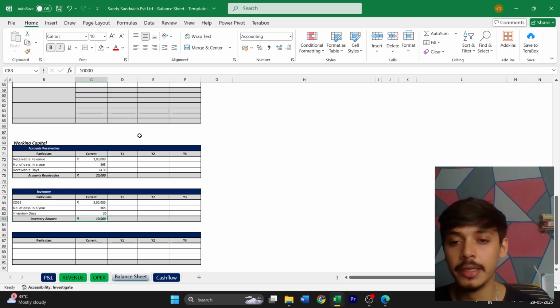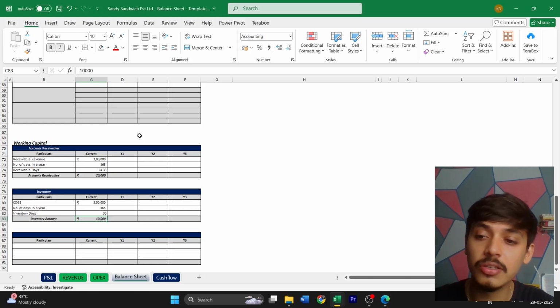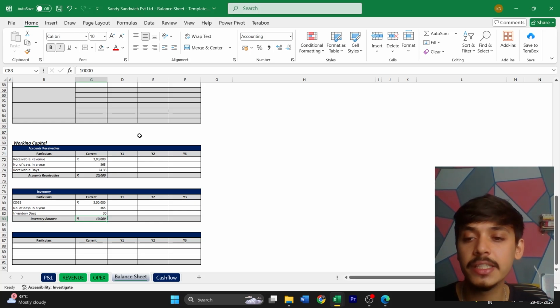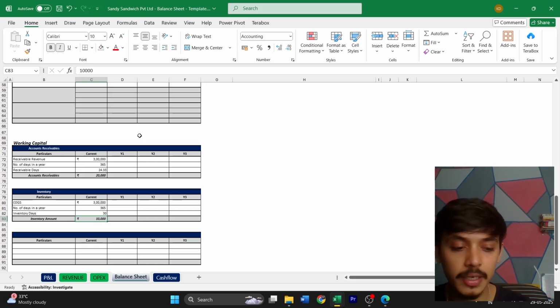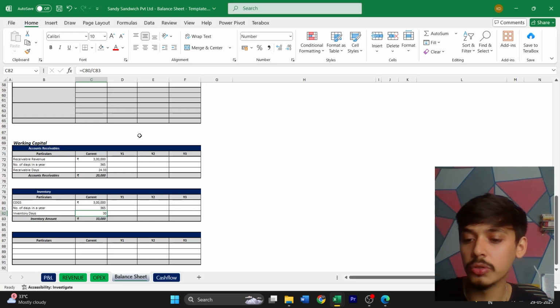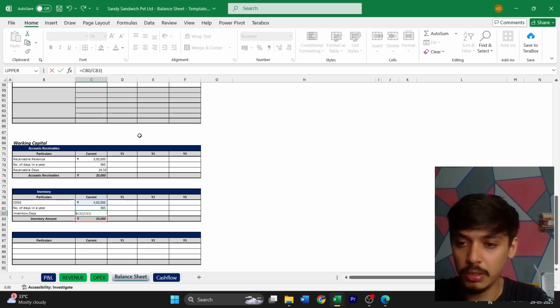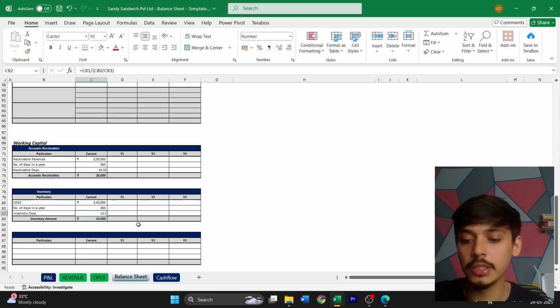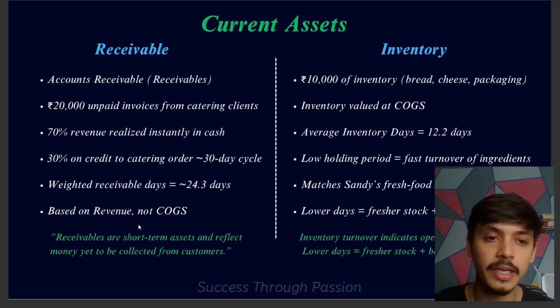We purchased some goods related to making sandwiches, then we finished those goods, then we purchased more, and that way we did 30 cycles of that inventory. Now to calculate inventory days, in how many days is inventory getting finished? We will calculate that by dividing 365 by the number of times the inventory has been turned over. So we will use the same formula of 365 divided by inventory turnover, which will give us 12.2, which we saw in the presentation. That is, average inventory days are 12.2.